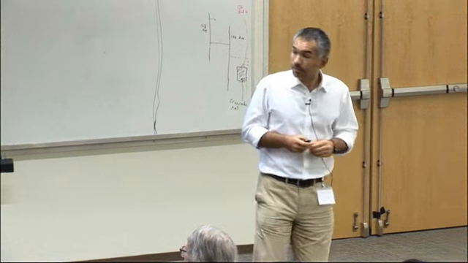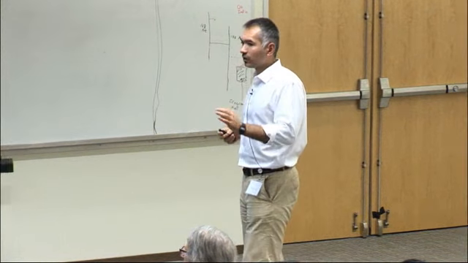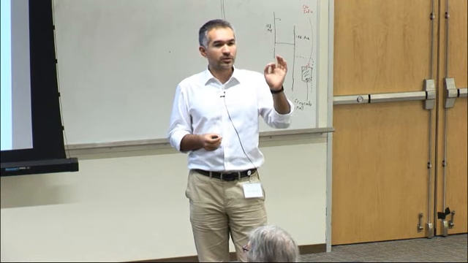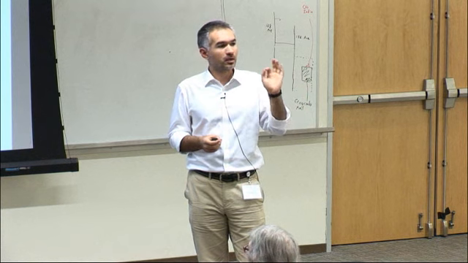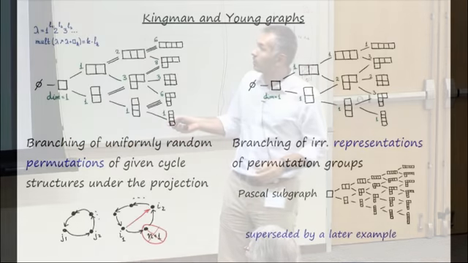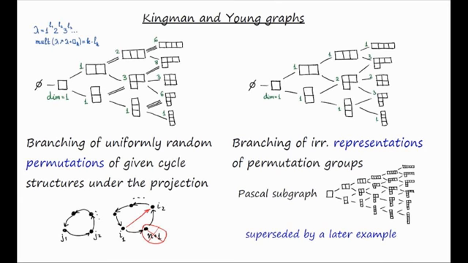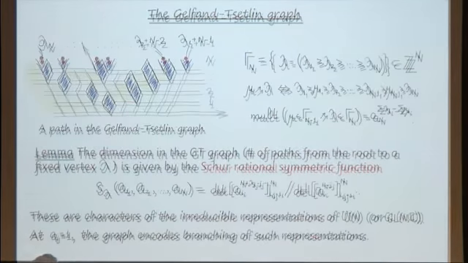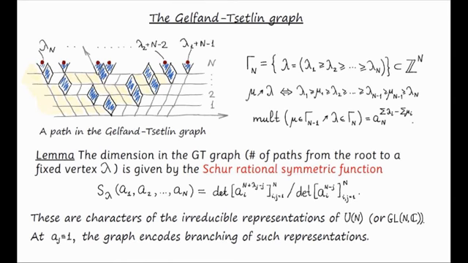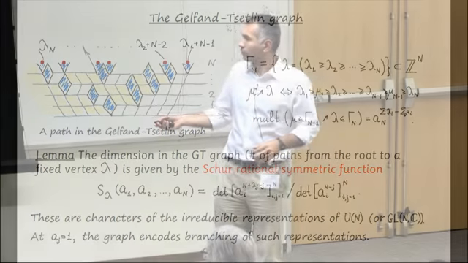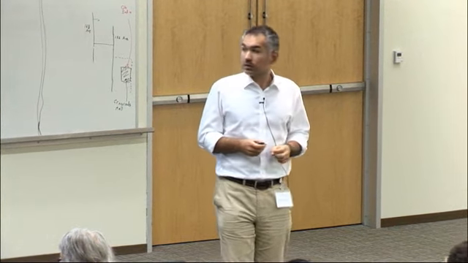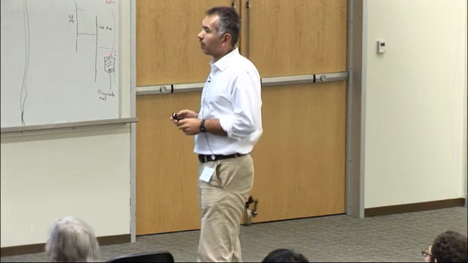So, okay, let me go step by step. The first question: the dimension, the number of paths between the root and the given vertex. That was the binomial coefficient in the Pascal graph. That was the number of permutations of a given cycle structure here. That was the dimension of the irreducible representation of the symmetric group here that I never gave you, but there is a formula. So in this case, it's given by this formula. This is the ratio of two determinants. It's known as the Schur polynomial, and this is a remarkable quantity in itself.